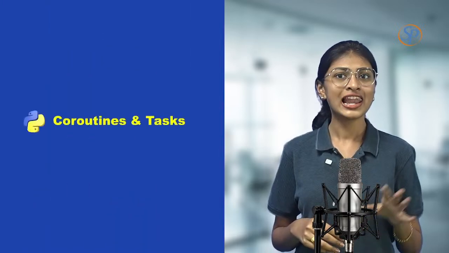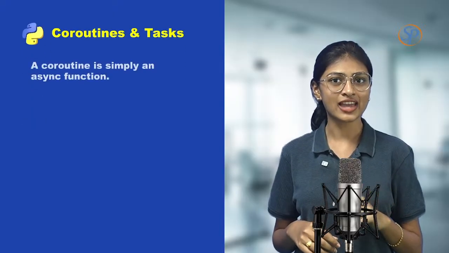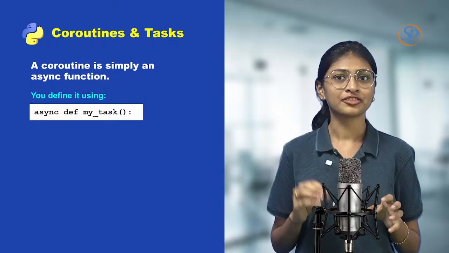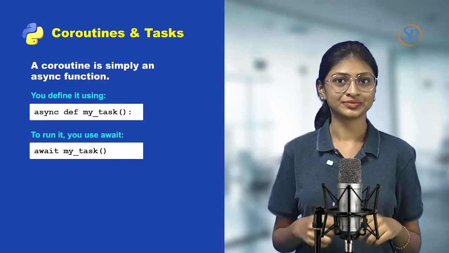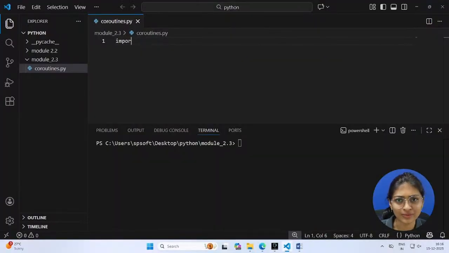Coroutines and tasks. Let's begin with basics. A coroutine is simply an async function. You define it using async def my_task. To run it, you use await. Coroutines and tasks, that we'll see with an example now.